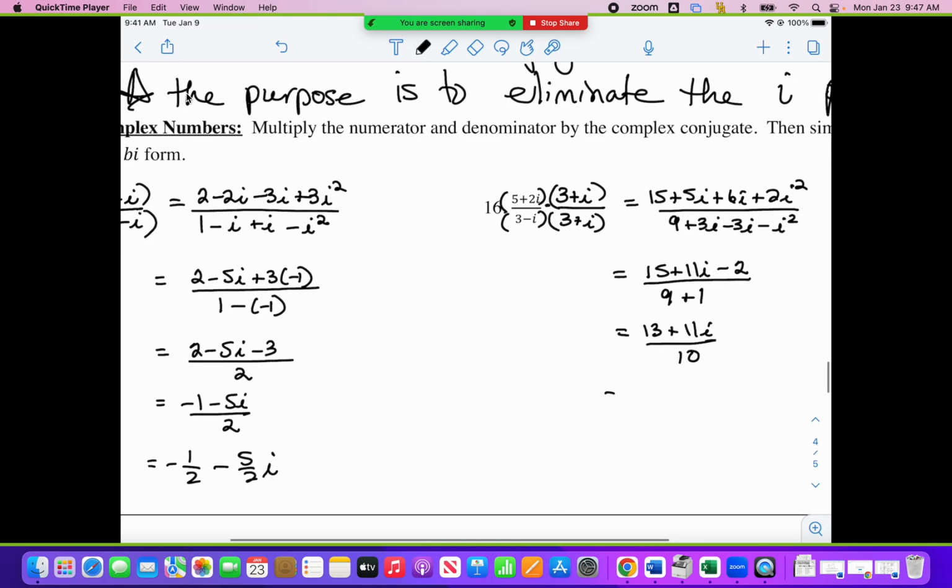And then we're going to split it, because we've got to put it in a real part plus an imaginary part. So let me go over this. a is the real part. bi is the imaginary part. So when you have one fraction, that's not a separate real part plus an imaginary part.